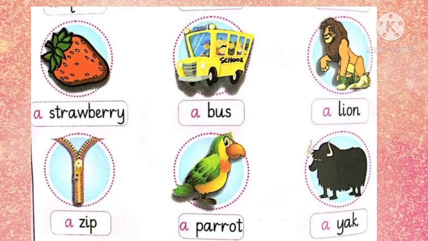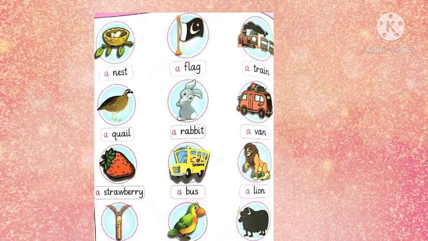So let's revise this page once again. A nest, a flag, a train, a coil, a rabbit, a van, a strawberry, a bus, a lion, a zip, a parrot and a yak. These are all singular nouns. They are single. That's why we are using article a.